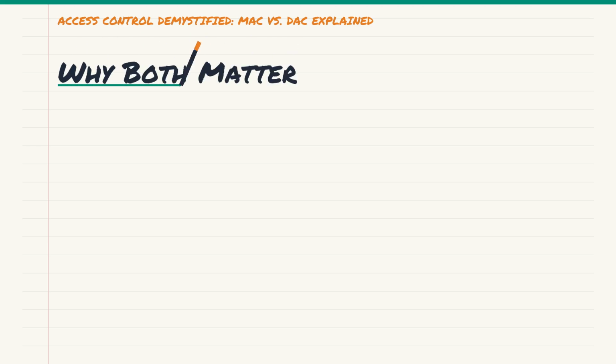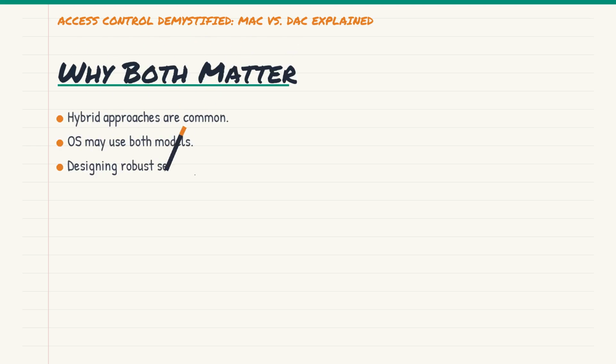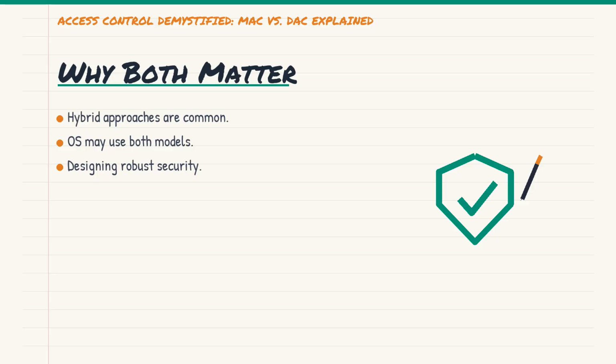It's not always an either-or situation. Many systems use a combination of access control models. For instance, an operating system might use DAC for user files, but employ MAC principles for core system files to ensure its own integrity. Understanding these different models helps us design more robust and appropriate security for any given system.